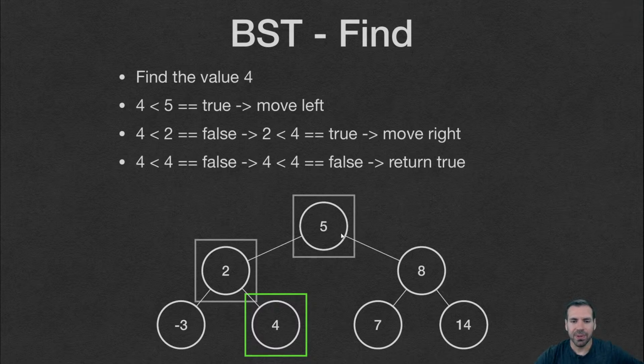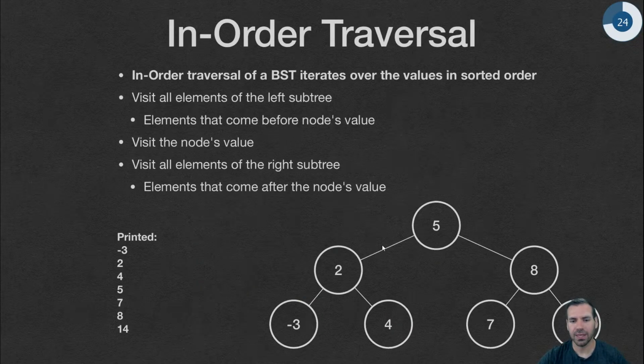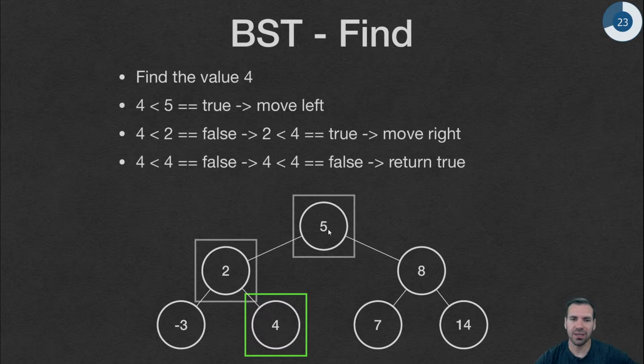And let's give an example of not finding a value. I'll just leave this one on screen. Let's try to find the value 6. So we say, is 6 less than 5? That's false. So we eliminate the entire left subtree. Is 5 less than 6? That's true, so we know to go to the right.